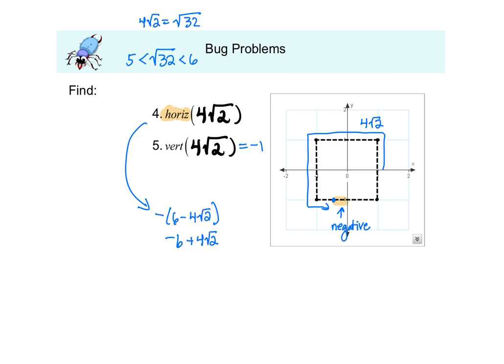Here are my answers. So the horizontal is going to be the distance to the left of this y-axis. I know from here to here is 4 root 2. And I know from here, 1, 2, 3, 4, 5, 6 is 6. So this distance is 6 minus 4 square root of 2. But my coordinate is negative here. So I have to take the opposite of all of that. So it's minus 6 plus 4 square root of 2. My vertical is my y. That's 1 unit below, so negative 1.